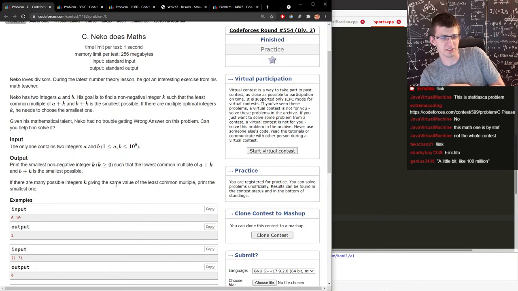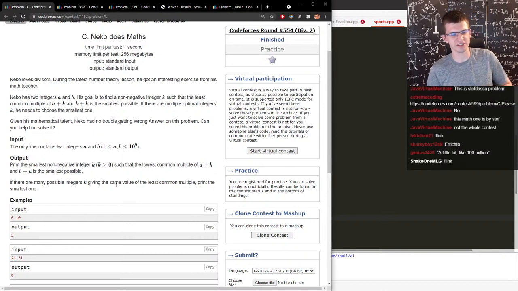The difference is constant, and then lowest common multiple will be in some way related to that difference. A little bit like 100 million. Yeah, 100 million for the number of operations is a lot. Obviously, here a lot just means that it's linear from AB.